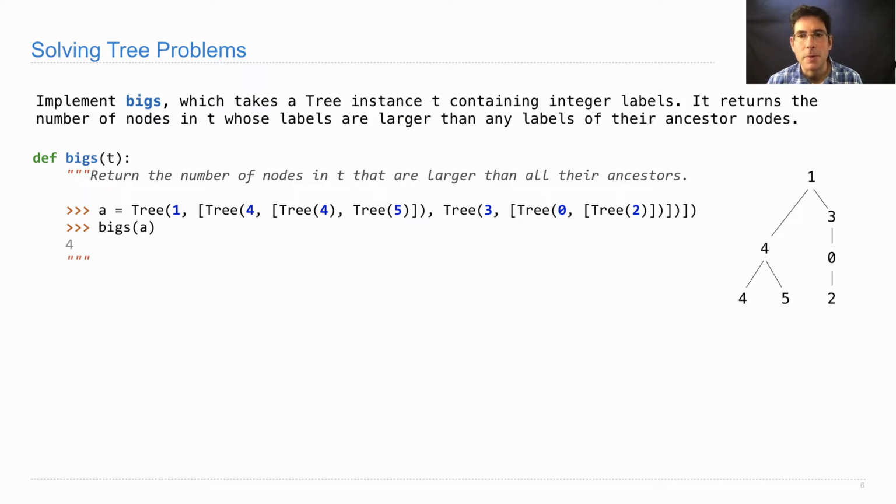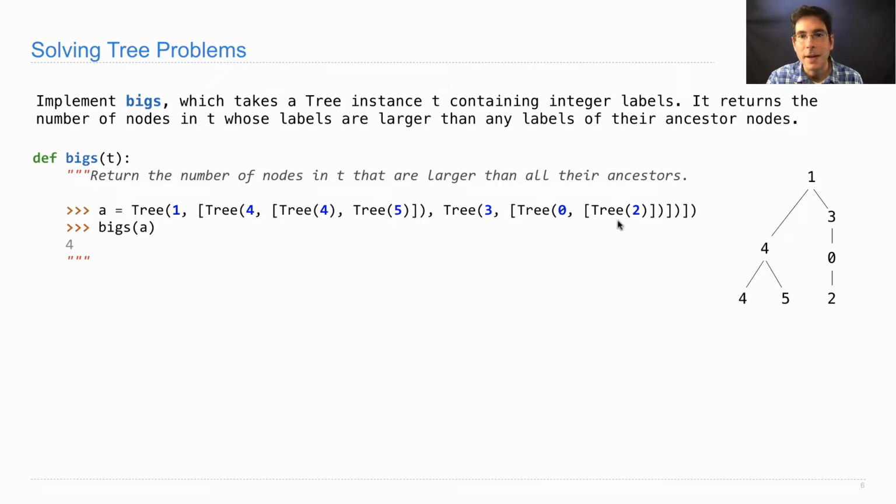The first sentence looks pretty straightforward, but the second one, it returns the number of nodes in T whose labels are larger than any labels of their ancestor nodes. That's the heart of the question, and it's less straightforward. It's very abstract to talk about labels and ancestor nodes without focusing on a concrete example. Unfortunately, one's presented to us. So after reading the problem carefully, perhaps making notes that T is a tree, that bigs should return a number, it's time to work through an example and study it for a while before ever trying to write code.